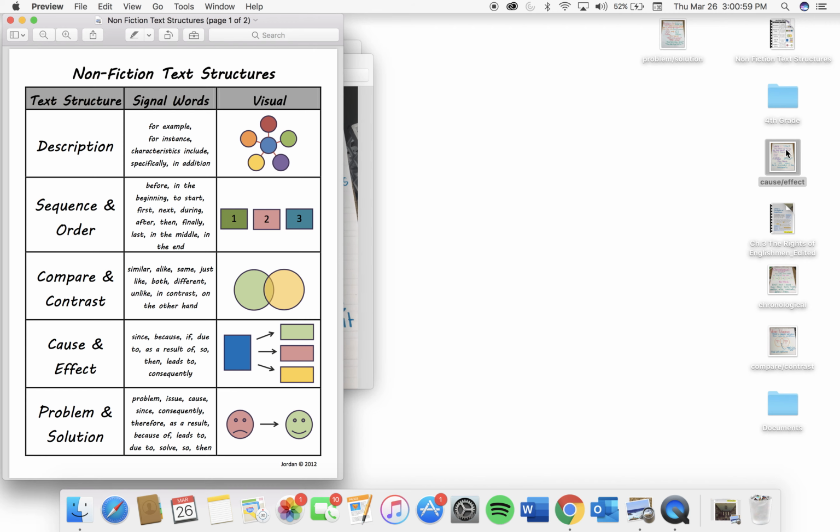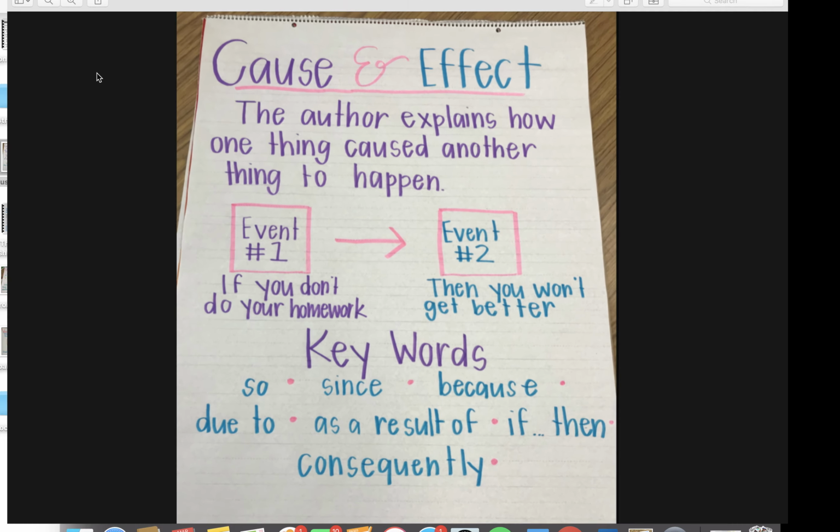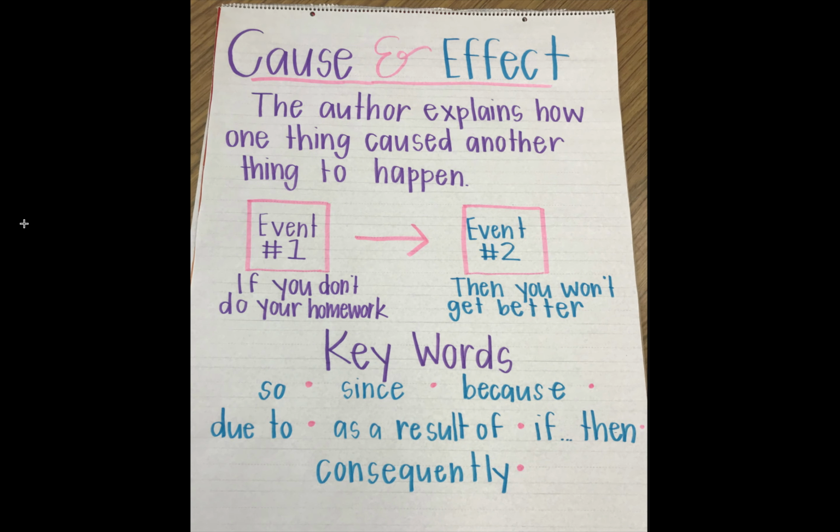I'm going to show you one more chart to help us out with that one. Cause and effect. This one's tricky, but I think you guys are going to get this. So, right, the author explains how one thing happened, and then it led to another, the effect. If you don't do your homework, then you won't get better. And again, those key words down here. I'll post all of these charts for you to look back at whenever you need them.